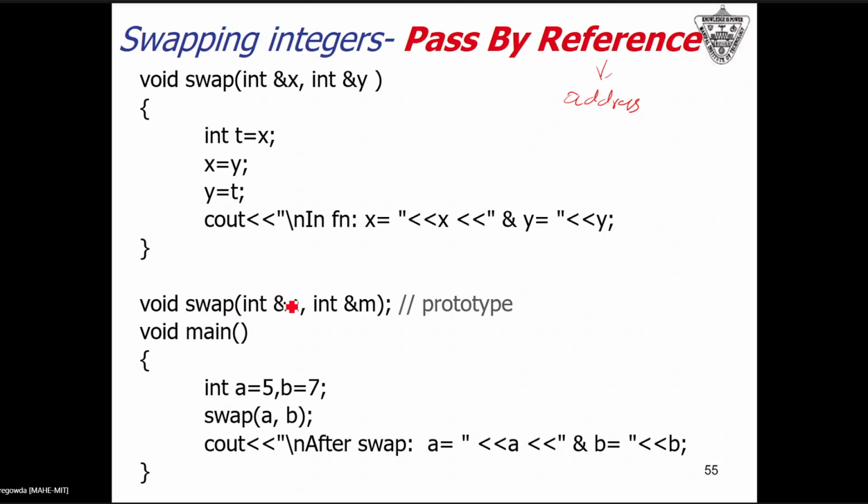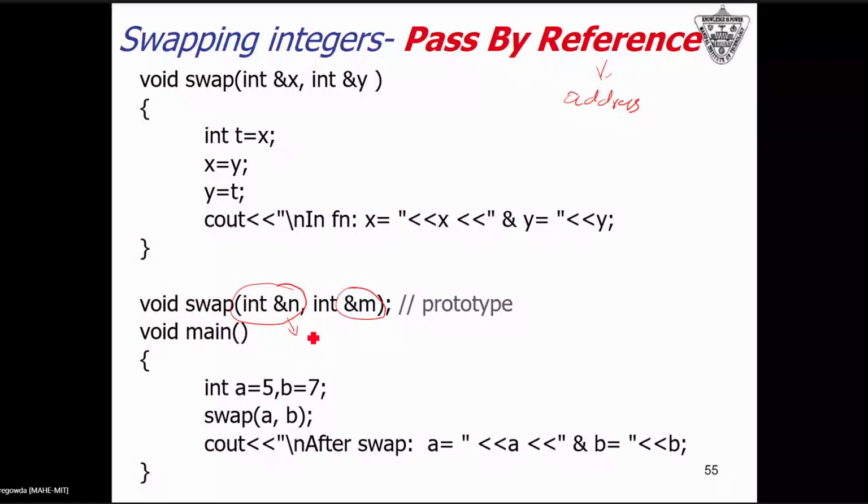If you look at the function prototype, it is like this: int &n and int &m, two arguments are here. Wherever you use an ampersand symbol, it is understood that the argument is nothing but an address of type integer. Here, instead of passing the values, we are going to pass the addresses.